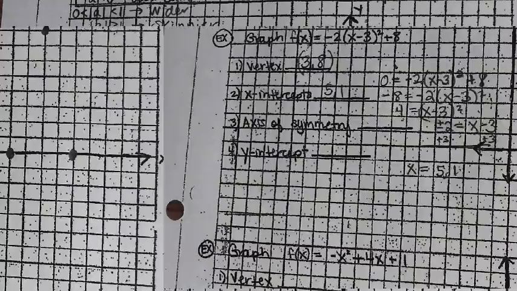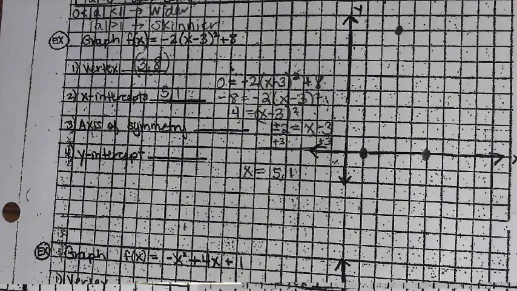Olivia? Yes, it comes from the x-coordinate of the vertex, but it is the equation of a line, a vertical line that goes through the vertex, yes.